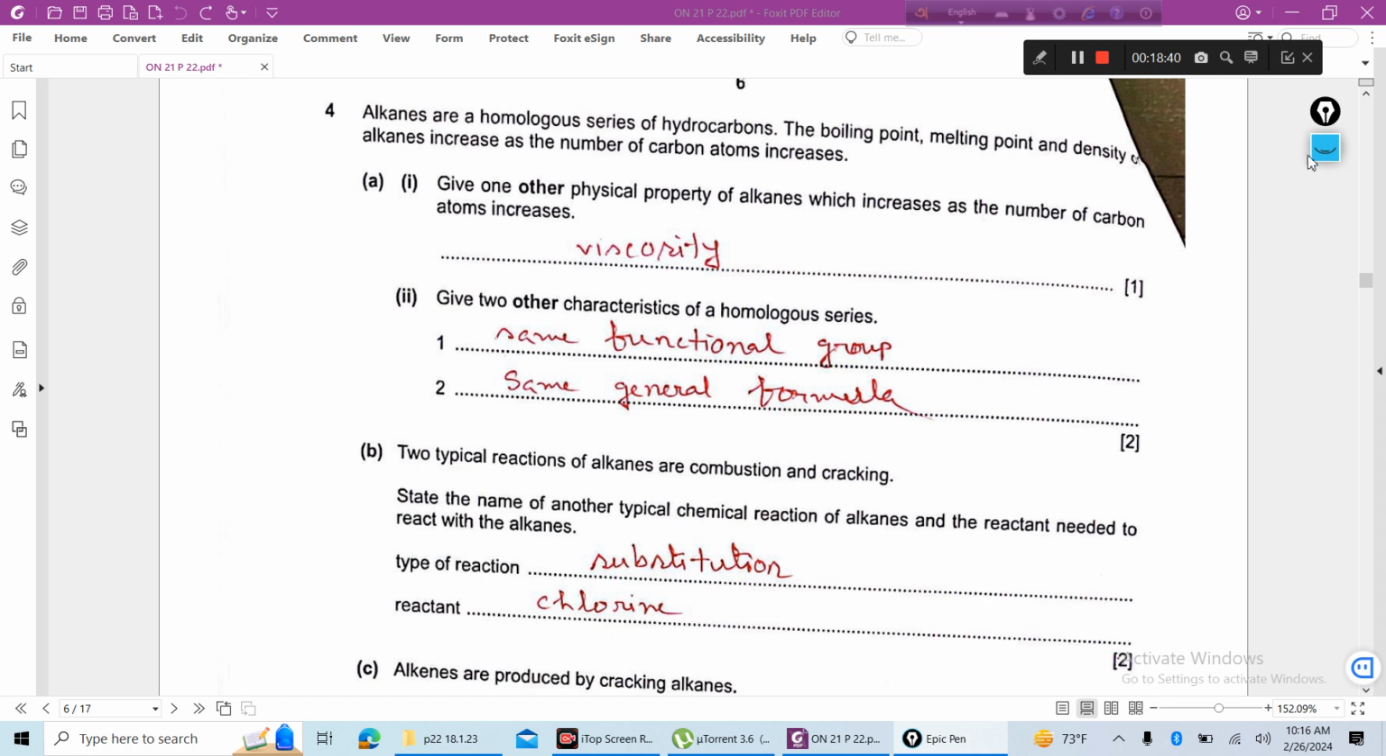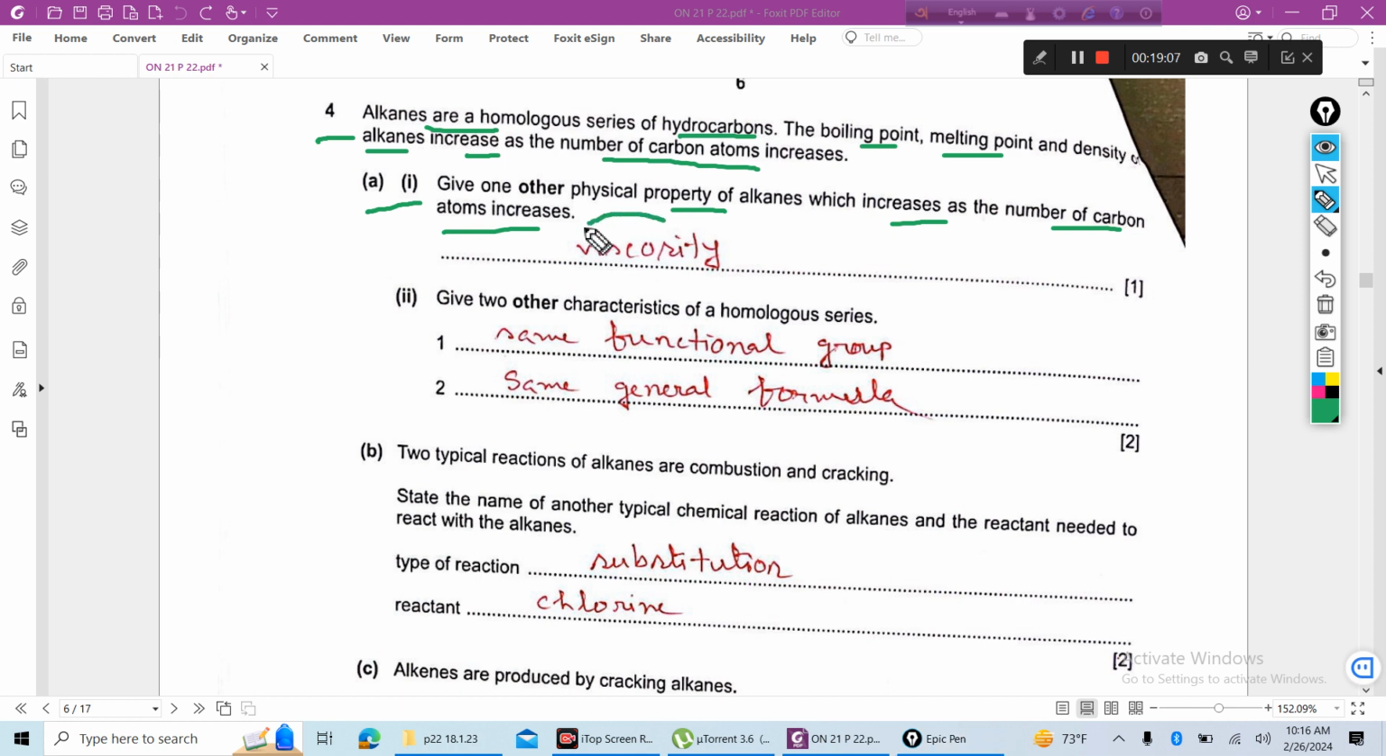Now next, alkanes are a homologous series of hydrocarbons. The boiling point, melting point and density of alkanes increase as the number of carbon atoms increases. A1, give one other physical property of alkanes which increases as the number of carbon atoms increases. Another physical property is viscosity. As carbon number increases, their viscosity increases because their intermolecular force increases.